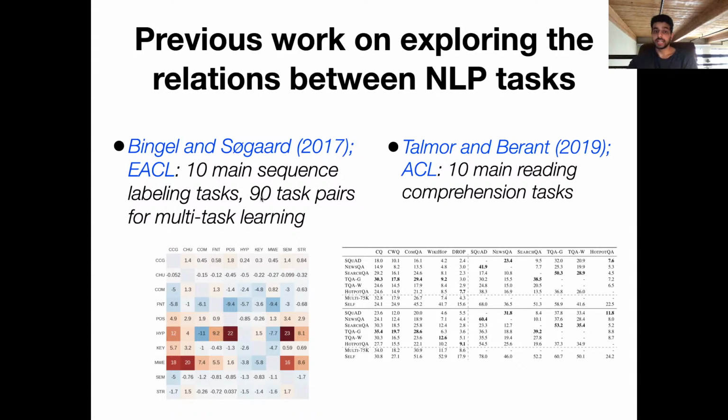So all of these tasks follow the same format, right? I'm making a single prediction at every token of the input, and you can show that some tasks have more benefits for a particular downstream task than others. This work, this Bingel and Søgaard work, was looking at this in the context of multitask learning, with different weights for each task.